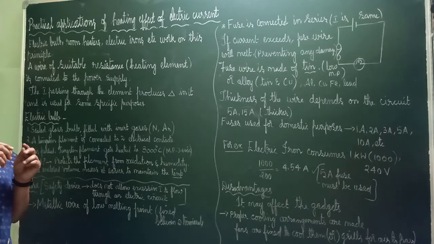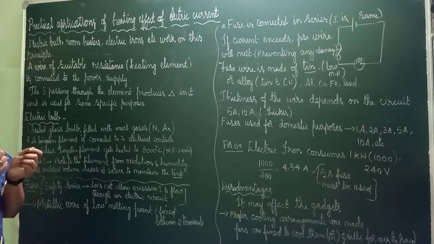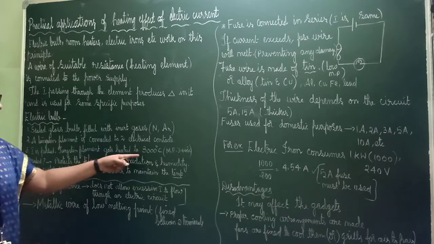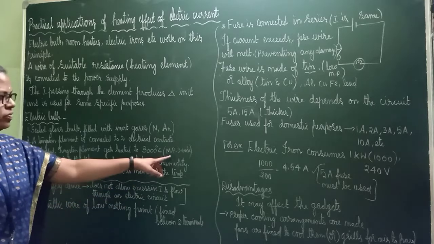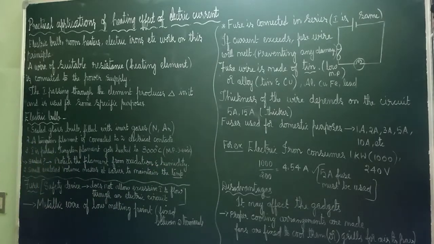Now, a tungsten filament is connected to two electrical contacts inside the bulb. Current is allowed to pass through and the tungsten filament gets heated to 3000 degrees Celsius. It will not melt because the melting point of tungsten is 3400 degrees Celsius. So because of the current, the tungsten filament gets heated, and we will get light.